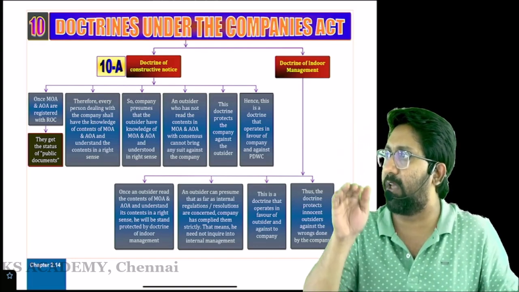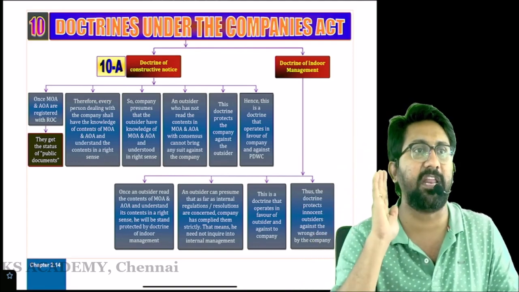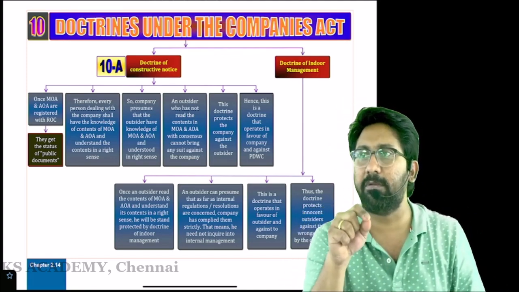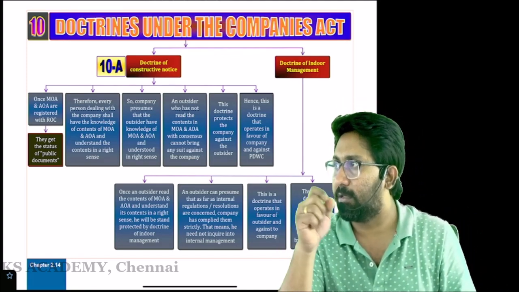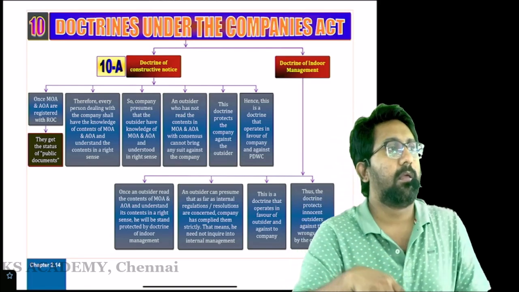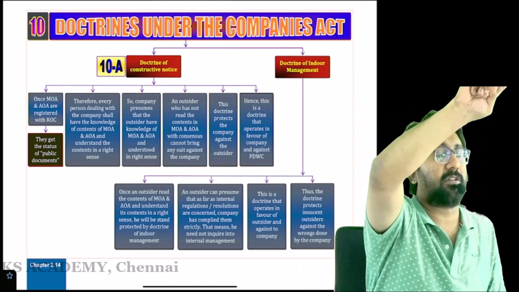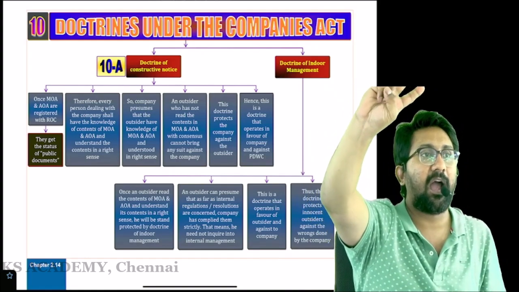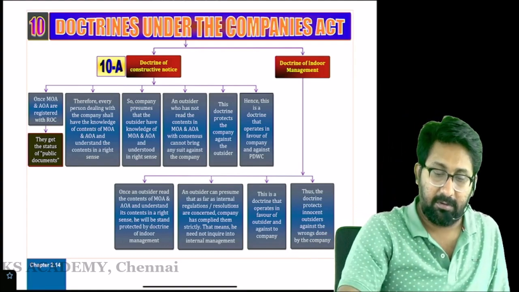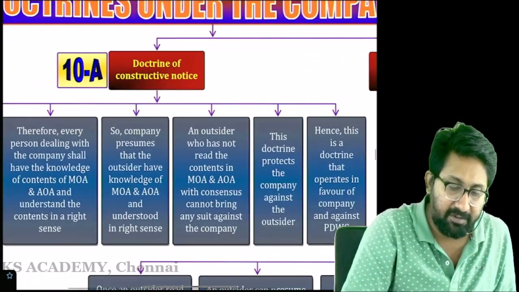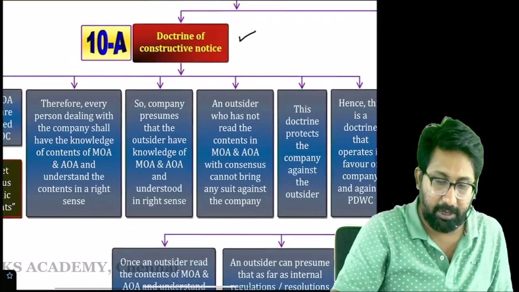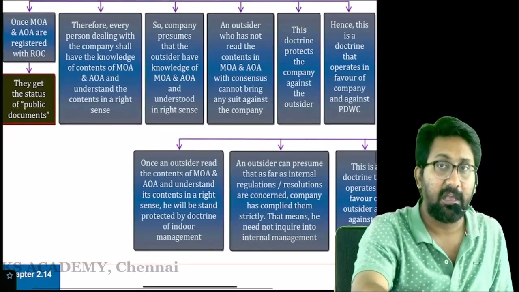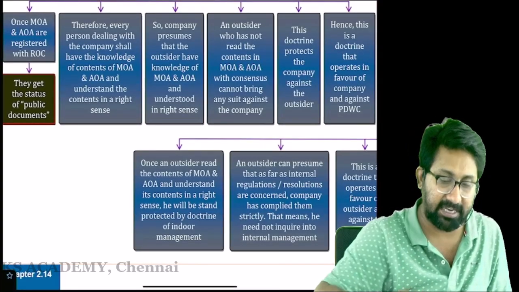As I said, today we will complete doctrines and then start with the next topic in the next class. Clear? First one. Doctrine means an unwritten rule of law. There are 3 types of doctrines: constructive notice, indoor management, ultra vires. First let us see what is the doctrine of constructive notice. I am putting the answer before you. First let us read the content. Before that I will explain the basic idea.